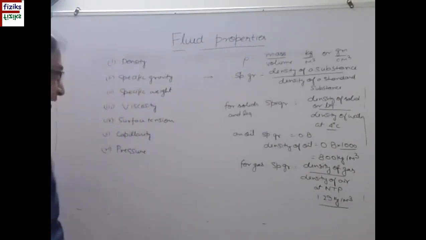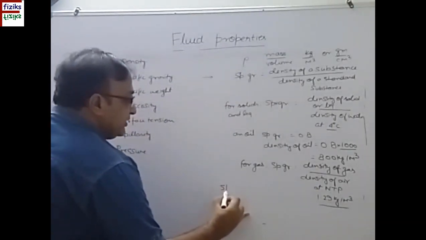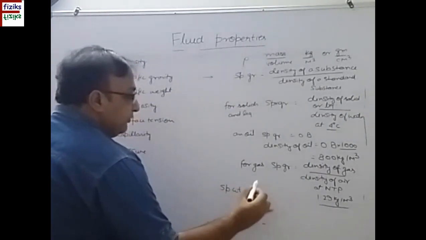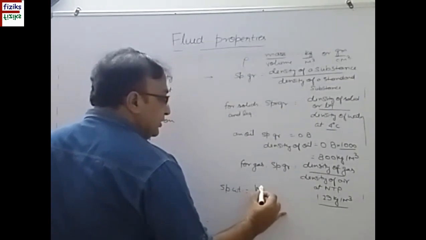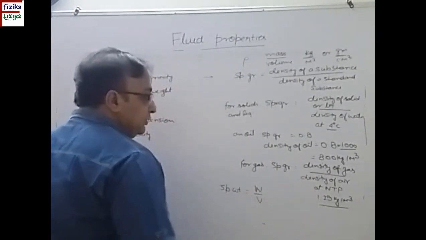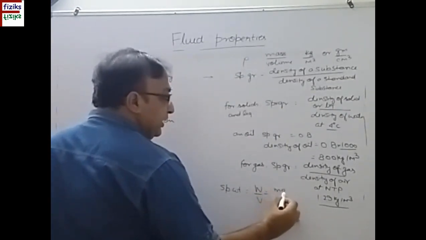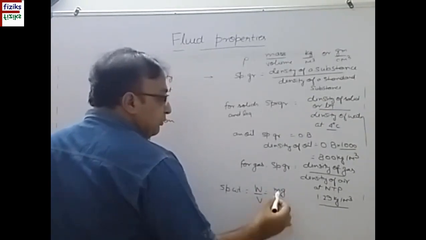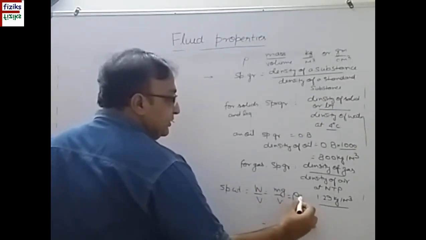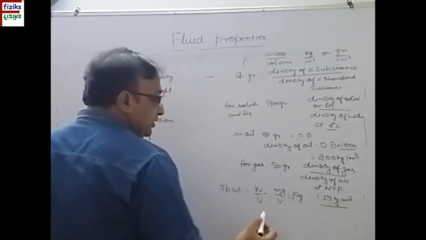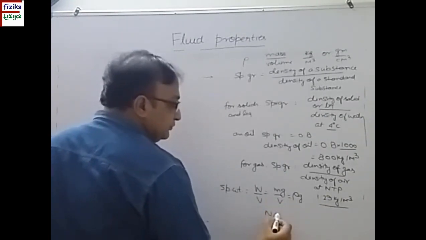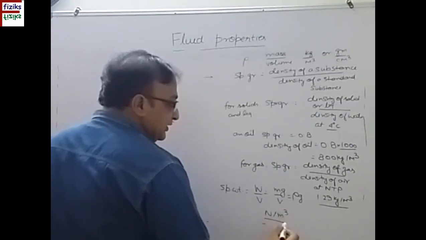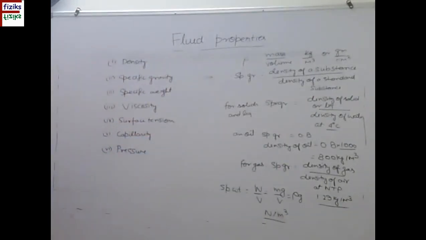Then we have specific weight. The specific weight of a fluid is defined as weight per unit volume. Weight is mass into gravity divided by volume. Mass by volume is density, so it is density into g, rho g. And its unit is Newton per meter cube. This is the specific weight of a fluid.